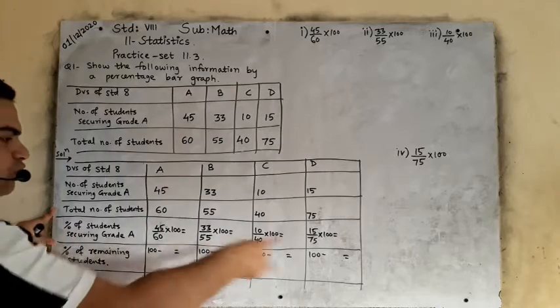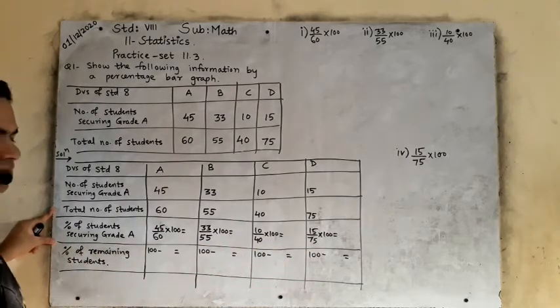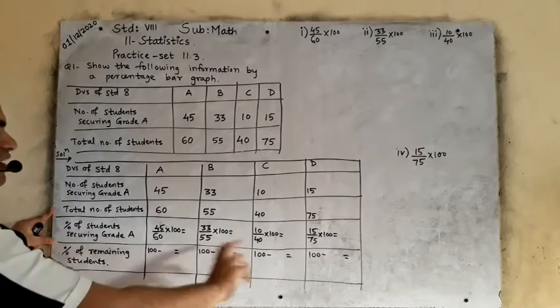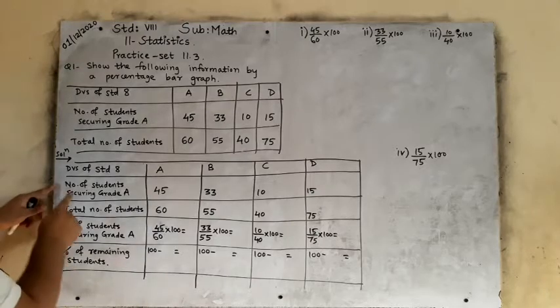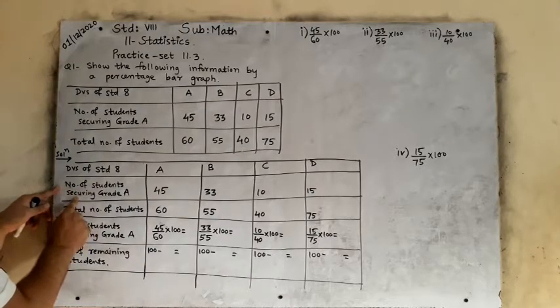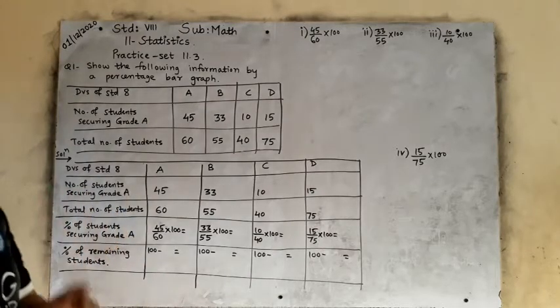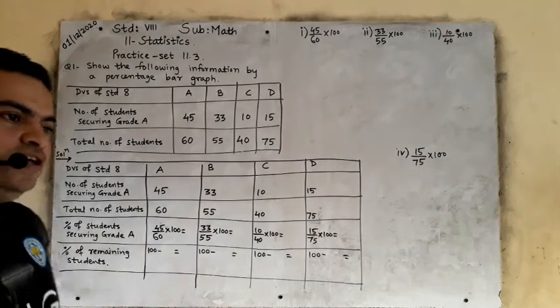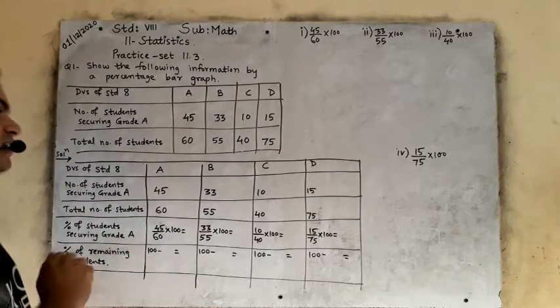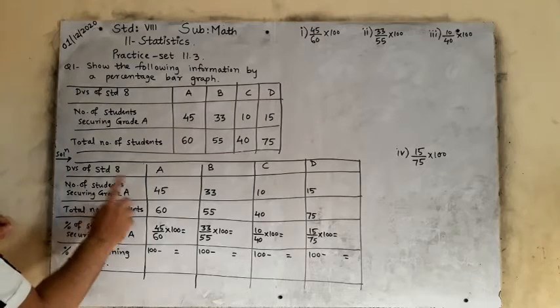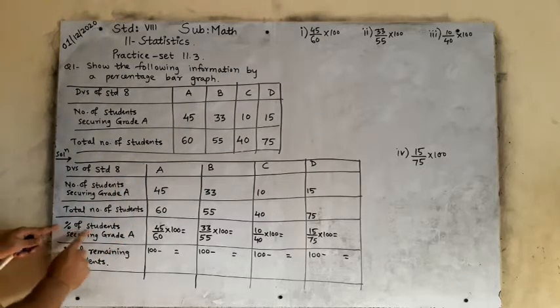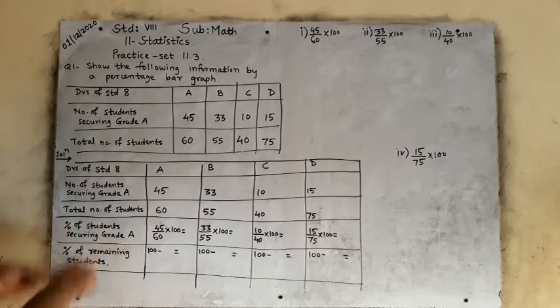I will increase 2 rows. Means you will increase 2 rows in the table. Why? Because here it is given the number of students securing grade A, so you should know what percentage of students secured grade A. See here, percentage of students securing grade A. The next row will be percentage of remaining students.